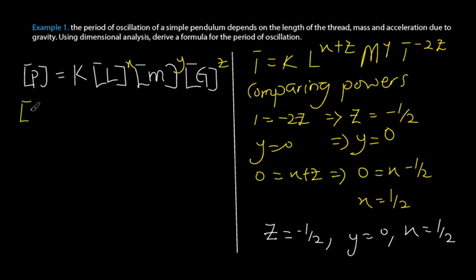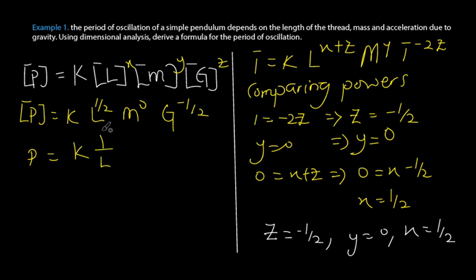So we have our period is equal to k, then the L has the power x, which is positive half, so we write the half. Then the M has the power y, which is 0, and then the gravity has the power negative half. So from here M automatically becomes 1, so it doesn't really play any role again. So we have T is equal to k, now the L will become root L, and then g raised to the power negative half becomes 1 over root g.